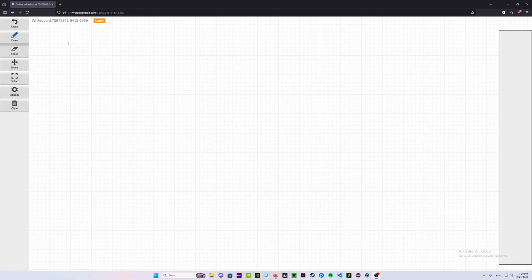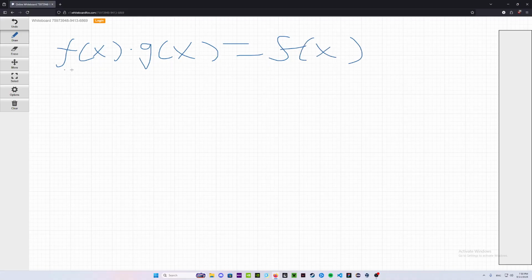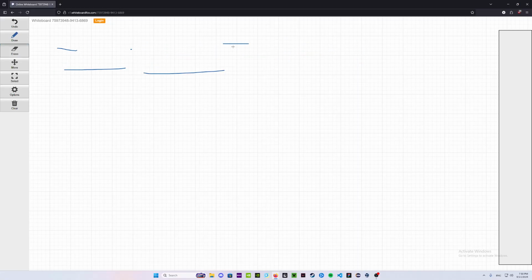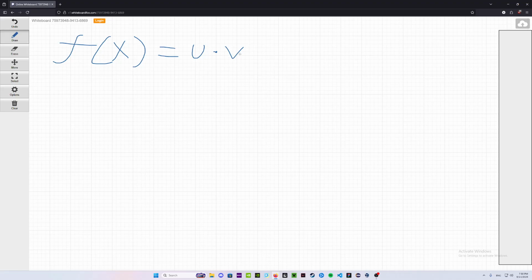Okay, so first let's start off with product rule. Now, for product rule, people like to use f of x times g of x. The issue I have with that is that people often say it equals f of x, and I find including f of x in this makes it a little bit confusing. So I'm going to use terms of u and v. I'm going to say I have f of x equals u times v.